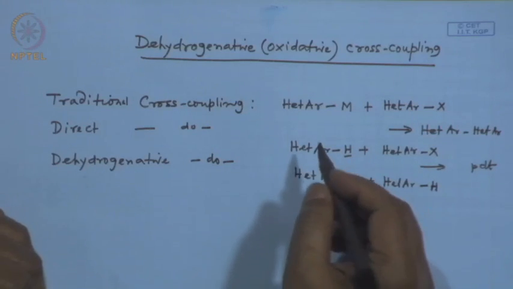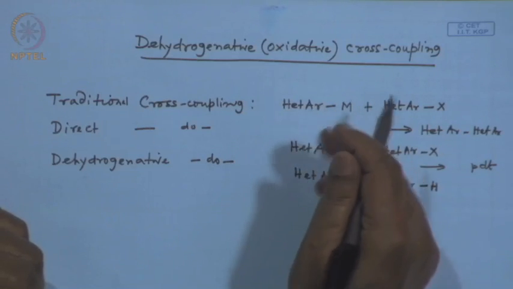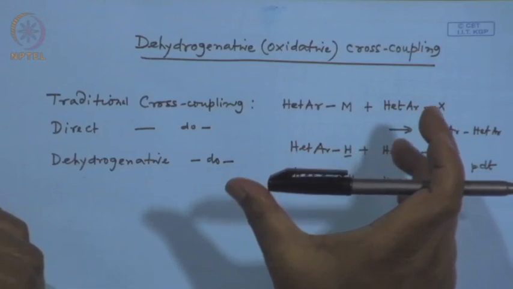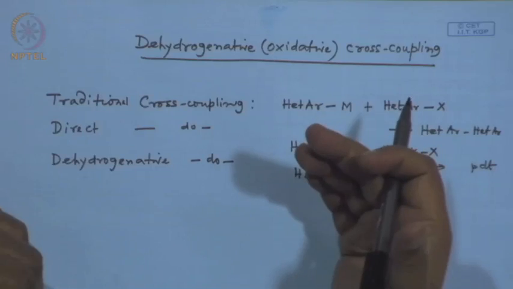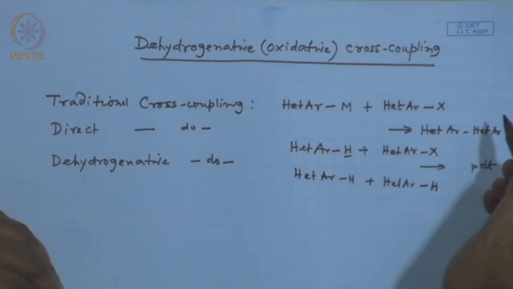At the honors level, we have learned that if you have a carbon-metal and a carbon-metal, you can oxidatively dimerize, like the sodium salt of ethyl acetoacetate treated with iodine gives the corresponding dimeric product. So you can say two metalloids, a heteroaryl metal and another heteroaryl metal, can be oxidatively coupled to the corresponding biaryl compounds.